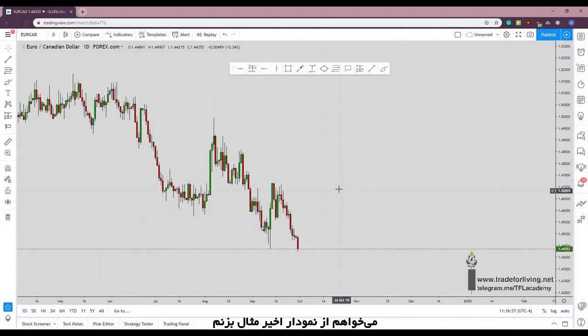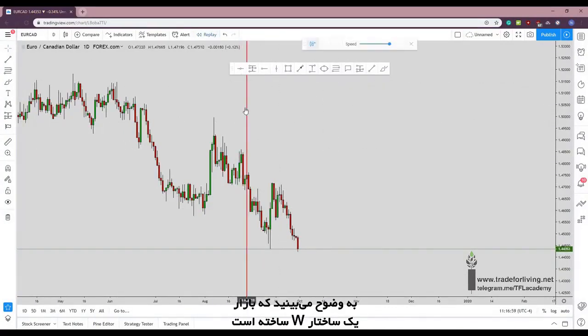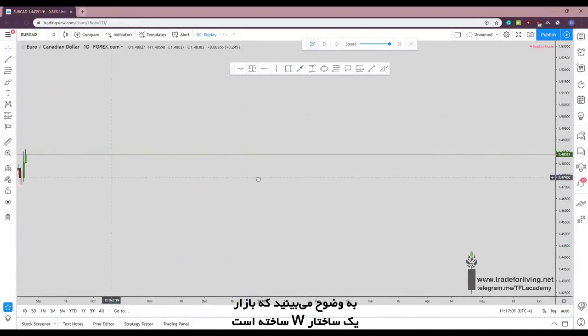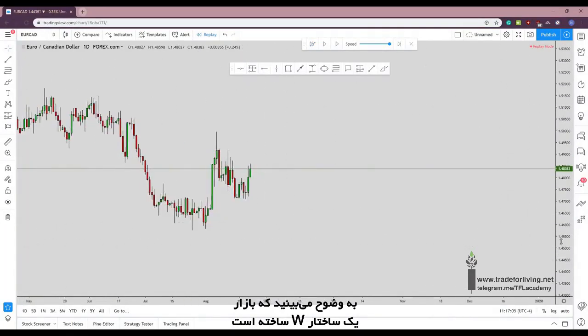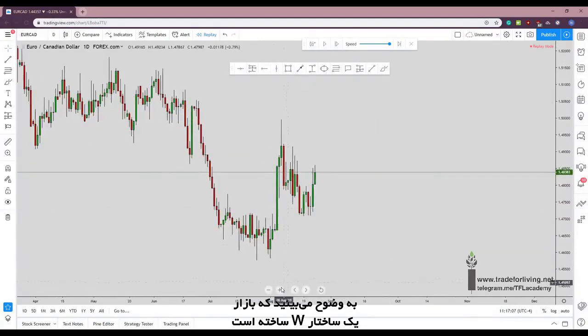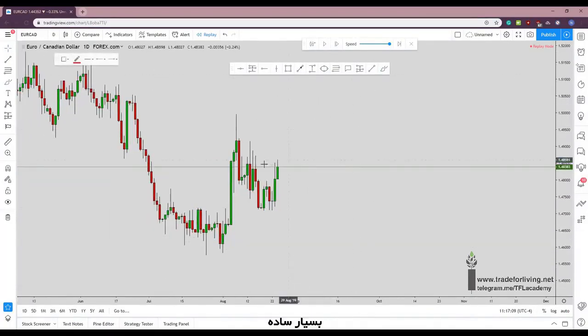Now I wanted to get something recent on purpose. As you can clearly see, the market here has created a W formation. Very simple pattern. I chose it on purpose because it's extremely clear. The market goes down, up, down, up. Very simple and clear W formation. At this point we're expecting a push to the downside.